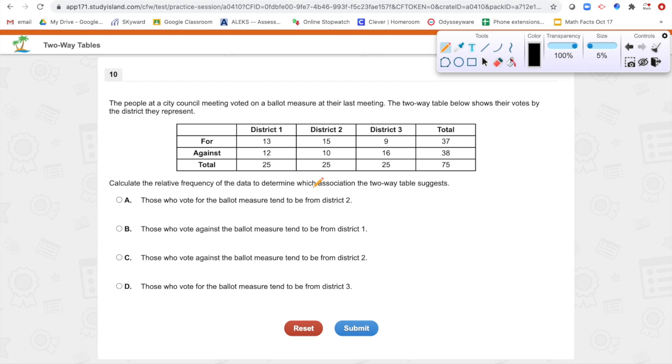Alright, so looking at for or against. And if we look at for, most people seem to be from District 2. Alright. I think right here I'm just pointing out how we have an even number of people from all the districts. Alright. And I think I misread this question at first.